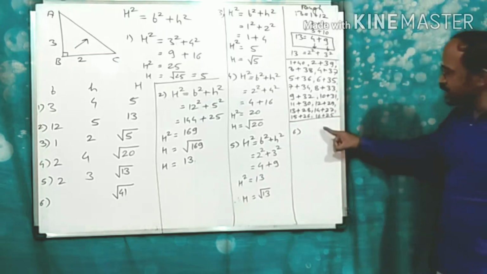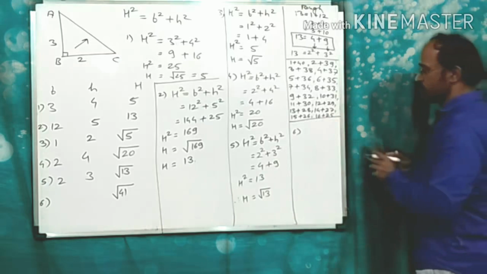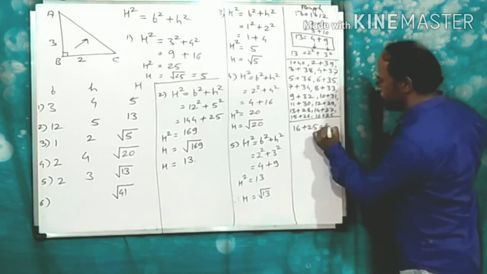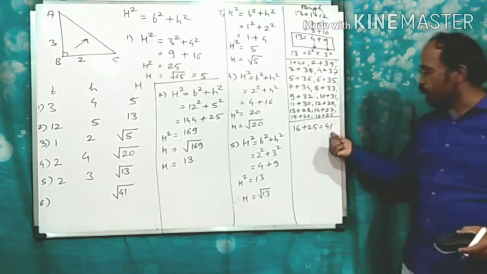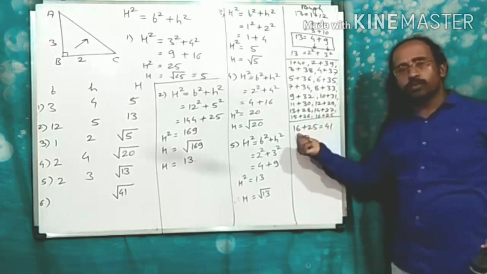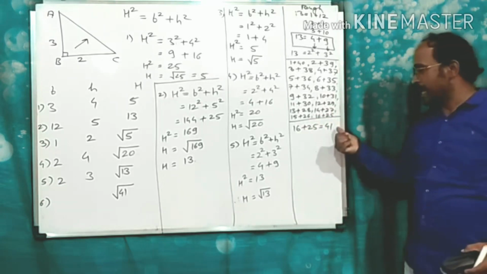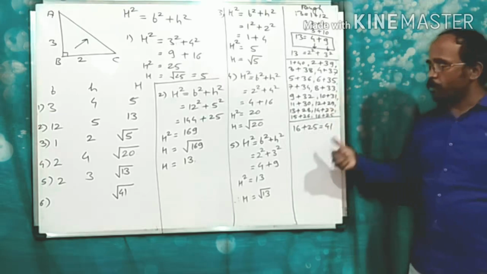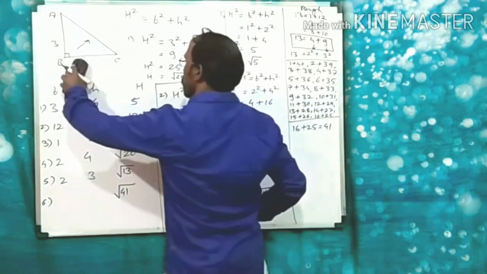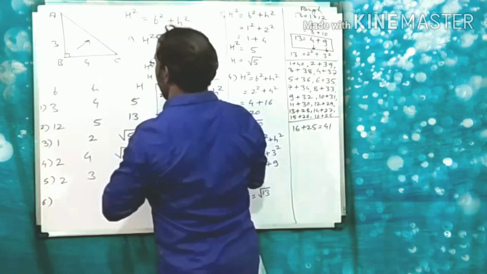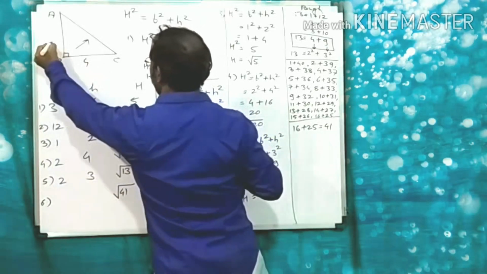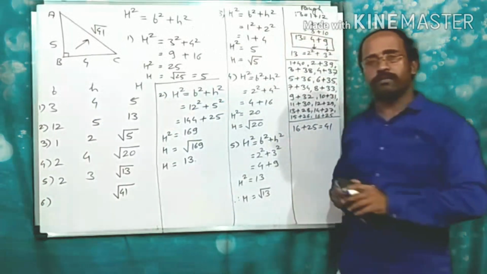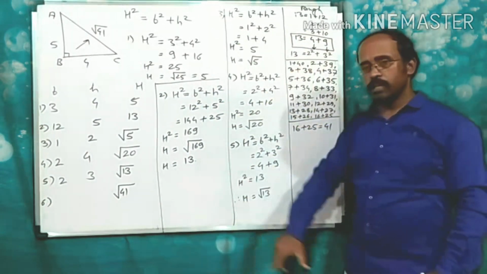Means in this case 41, 16 plus 25 is equal to 41. In this case 41 is the addition of squares of two numbers. Here 41 is the addition of square of 4 and square of 5. Means if the base is equal to 4 and height is equal to 5, hypotenuse will be equal to root 41. Let us see how.